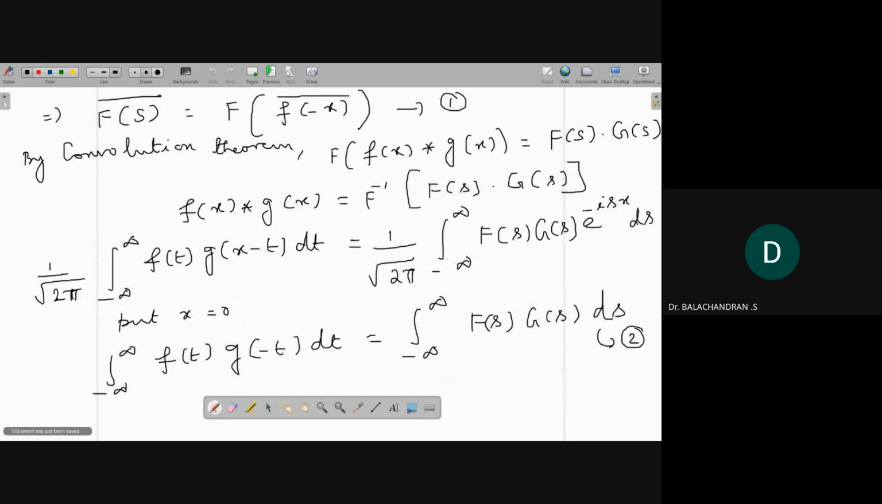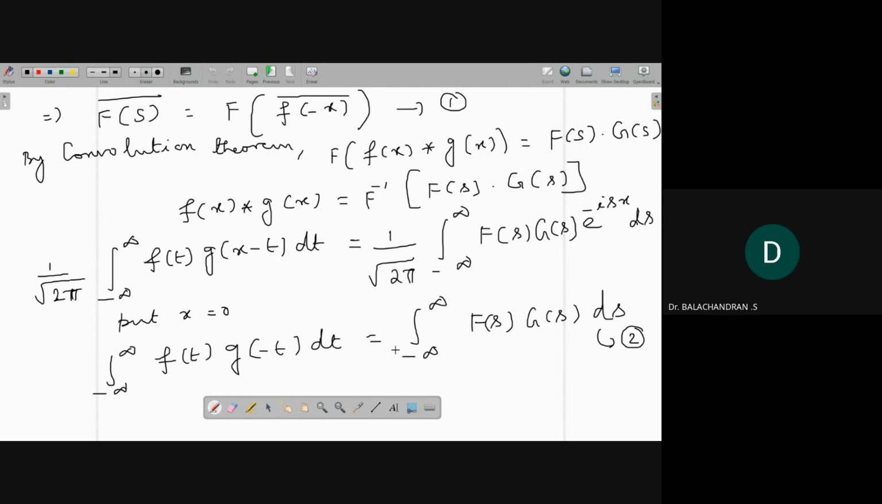So I want to prove here g of minus t is f of t whole bar. Then only I will get f of t into f of t whole bar, which is modulus of f of t whole square. Similarly, I want to prove g of s is f of s whole bar. Then only I will get f of s into f of s whole bar, which is modulus of f of s whole square. So with this, now I am going to go to the next step.